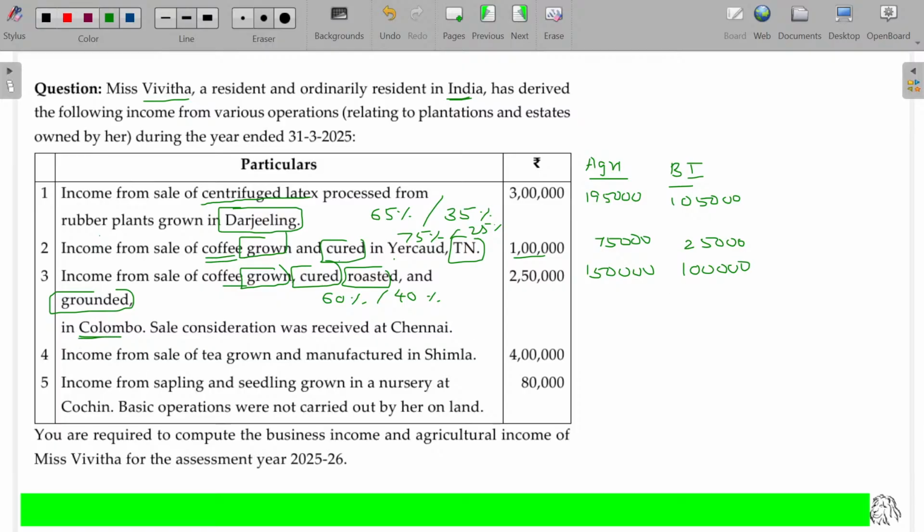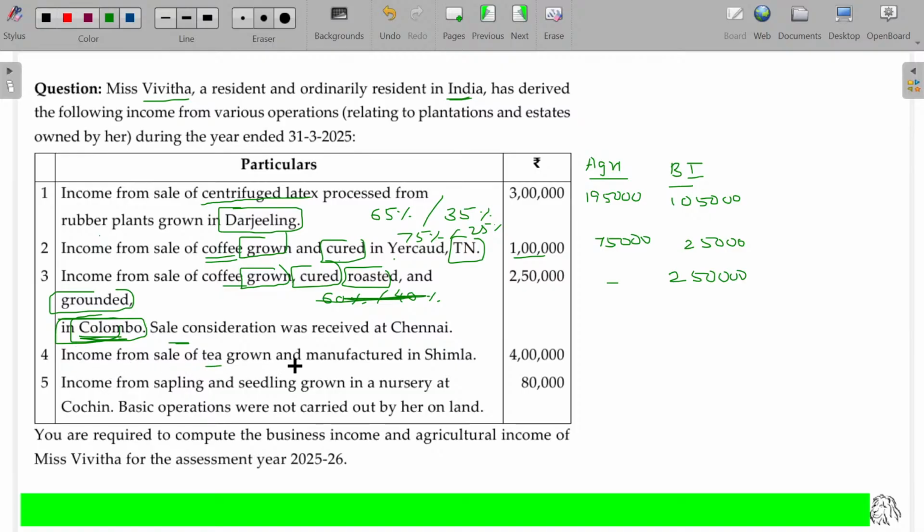And in Colombo, it should be only in Tamil, India. Sale consideration was received at Chennai. Then this land is outside India, so it is fully taxable income. This rate will not be applicable, fully taxable. The line has gone to the next line, I got confused.